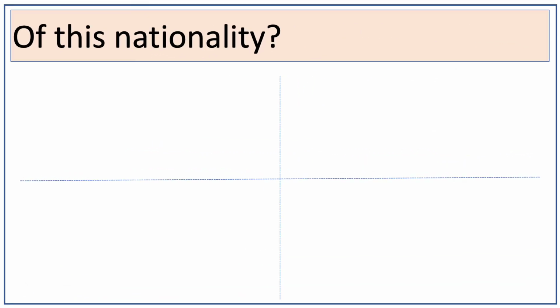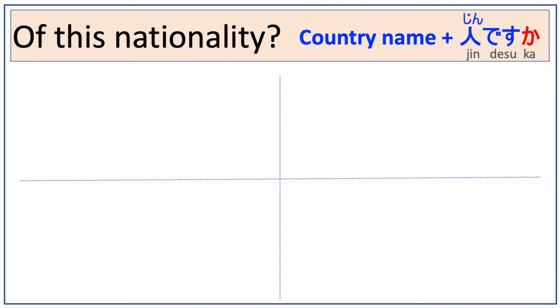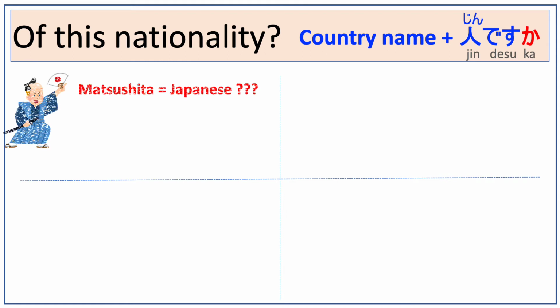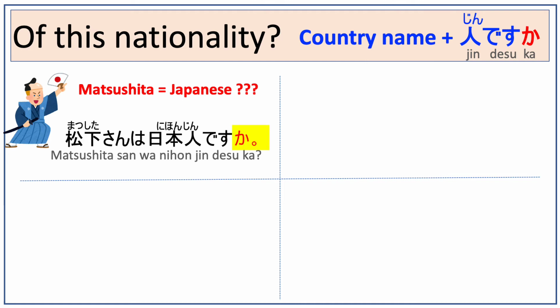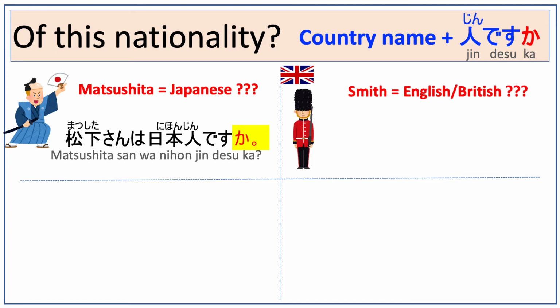Again, when we add ka to the end of the sentences, we are changing statements to questions. So, Matsushita-san wa Nihonjin desu ka? Means, is Matsushita Japanese? Or, Mr. Matsushita, are you Japanese? Depending on the context.